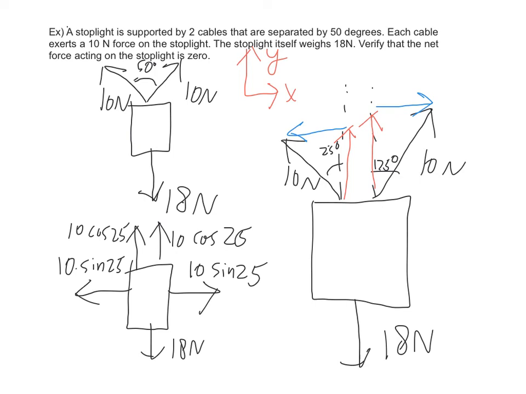Now it becomes much clearer to see that the y components of my two cable forces are going to work against the gravitational force of the stoplight, while the x components of the two cables are actually going to cancel one another out. So now we will, in our next step, actually add together all our x and all our y components and see, do we end up with 0 for our net force?